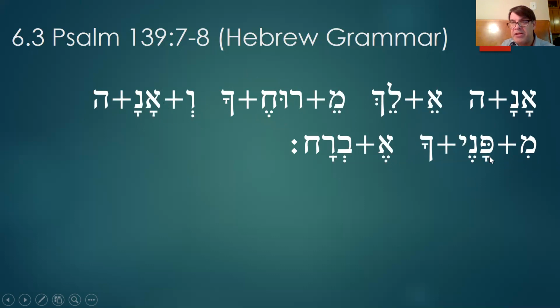Panayim is face. They're 2 faces. It's a dual, right? There are 2 faces. Everybody has 2 faces. Symmetry. We have 2 noses too, this side and this side. But this is the way the Hebrews apparently thought at one point. So from your face, your panim, so to speak.